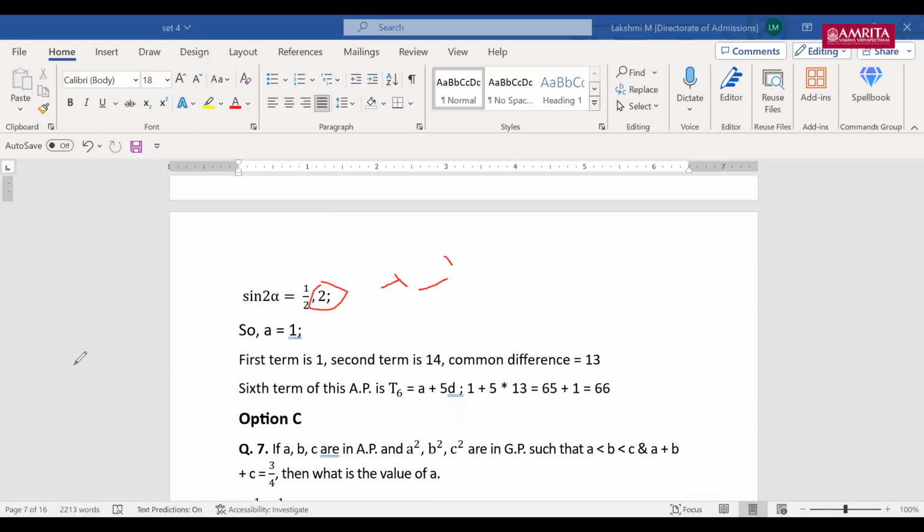So once I have the first term 1, the second term is given in the question as 14. I have the common difference here. Now it's really easy, right? A plus 5d, because I need to find the sixth term. A plus 5d, A is 1, 5 times d is 13 times 5, so it's 65 plus 1, which is 66. Maybe a lot of kids have just taken the value of 65 also. I think that's there in the option.